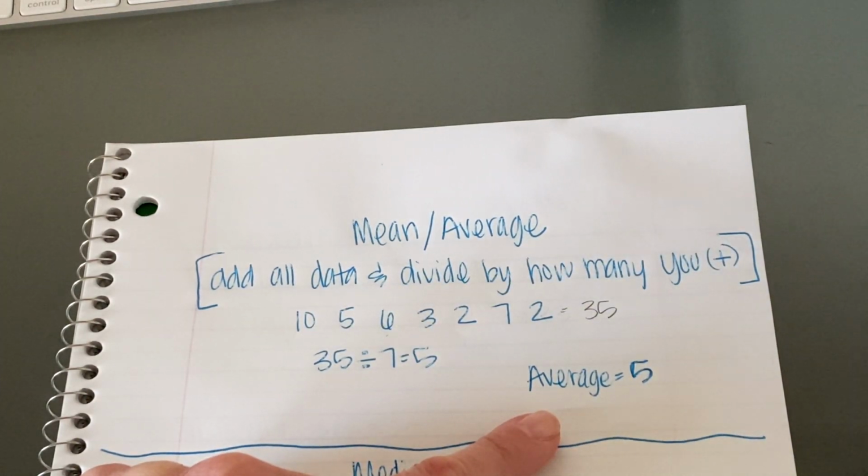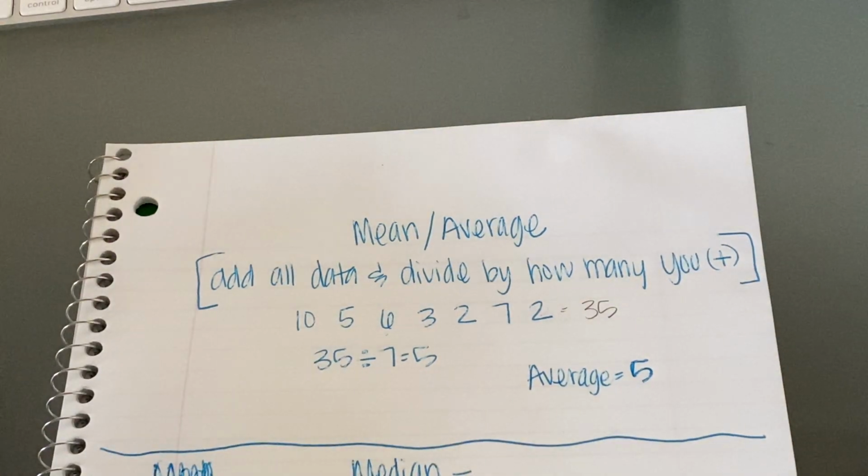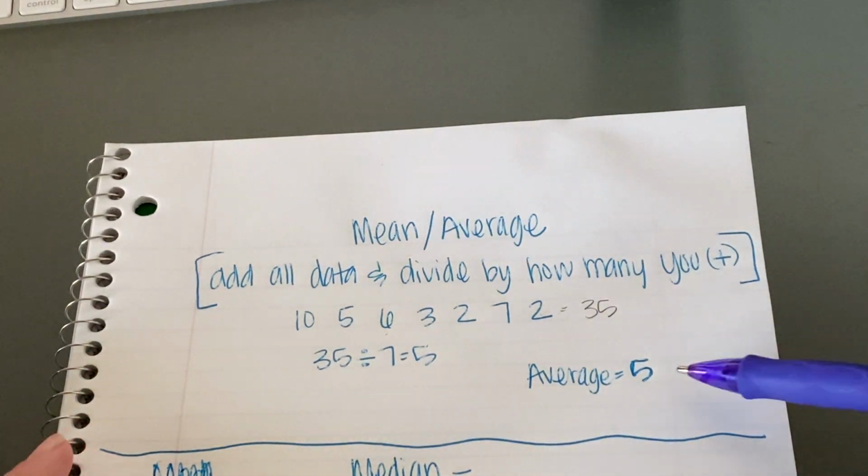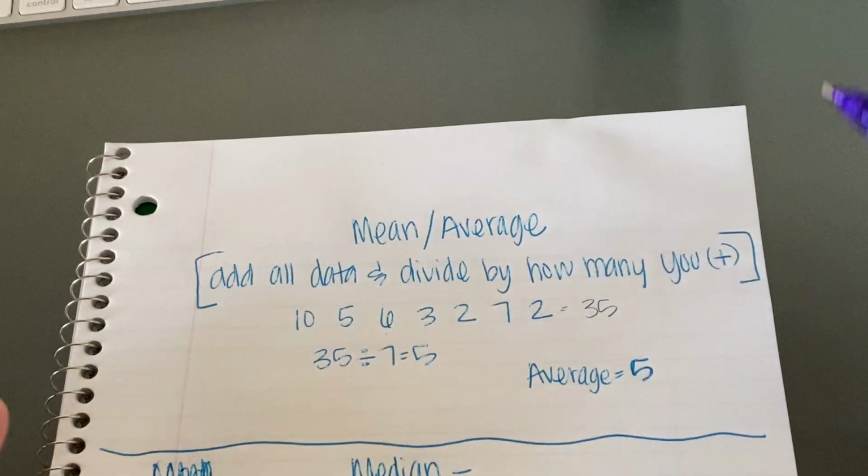So sometimes you'll end up with the decimal. Like sometimes it'll say 5.3 or 3.2 or whatever. So it's not always going to come out exactly even. But yeah, so you add all the data, divide by how many you have.